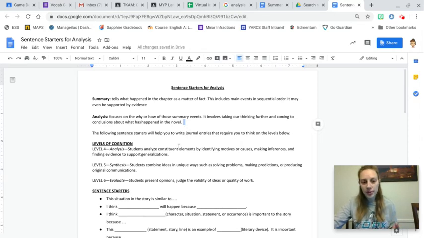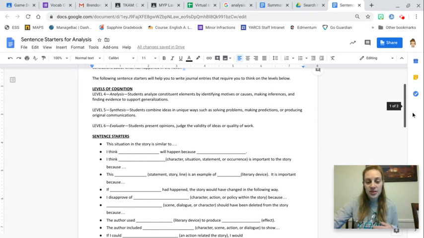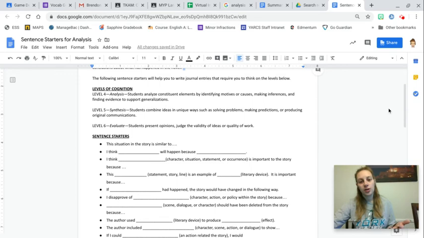There's a couple ways to do this. I'm going to provide you with all of these sentence starters and an example today as you work through chapter 13 and then tomorrow through chapter 14. There are 3 different levels of analysis. There's analysis, which is level 4, where you identify motives, causes, inferences, and you connect them using evidence. Level 5 is called synthesis, where you combine your ideas as you solve problems, you make predictions. And level 6 is called evaluate, where you present your own opinions and judge the quality of the writing.